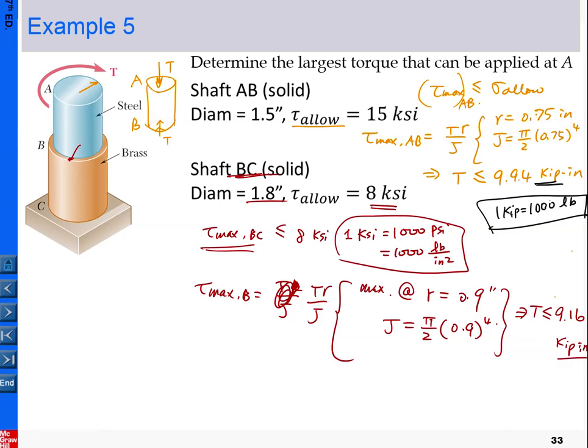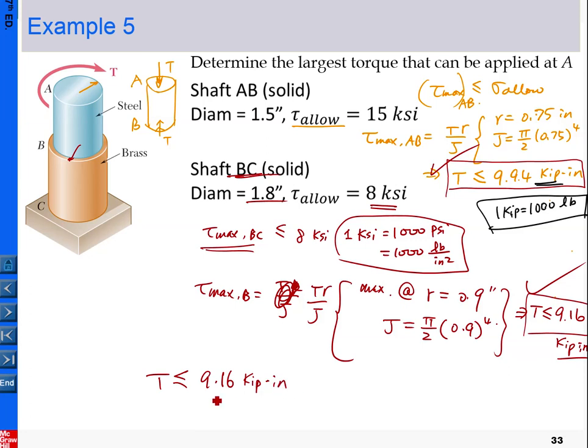Now we have two values. To satisfy the design criteria for shaft AB, the torque must be less than 9.94. To satisfy the design criteria for BC, the torque must be less than 9.16. For this problem we want to satisfy both, so checking both conditions, T must be the smaller number, 9.16. Because when T is less than this, BC will definitely be satisfied, and when this number is plugged into portion AB, the stress will definitely be less than the allowable. Okay, so that is for this problem.